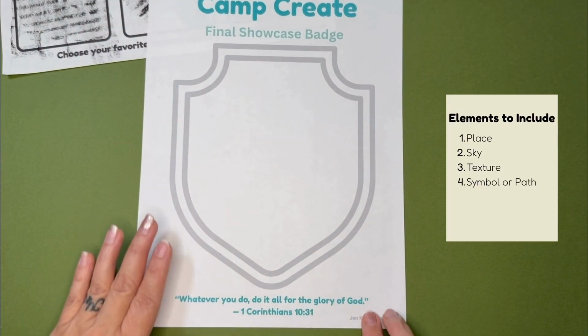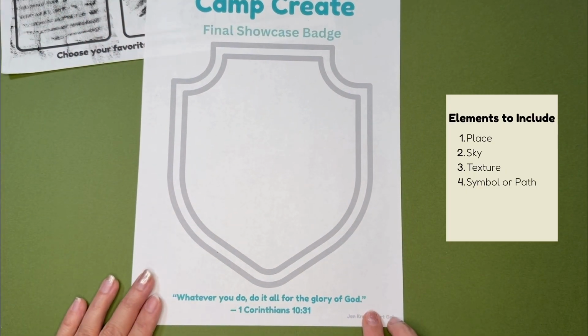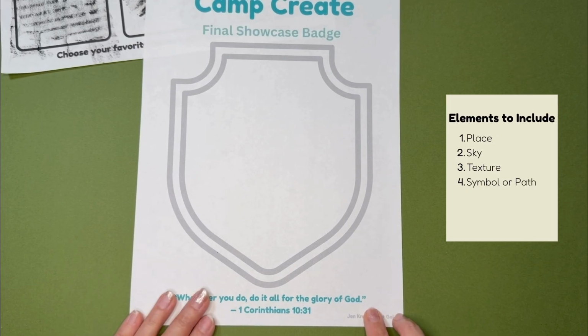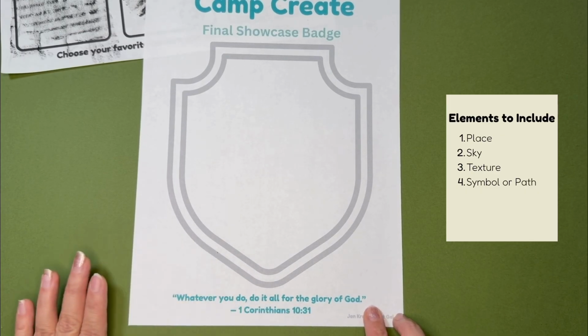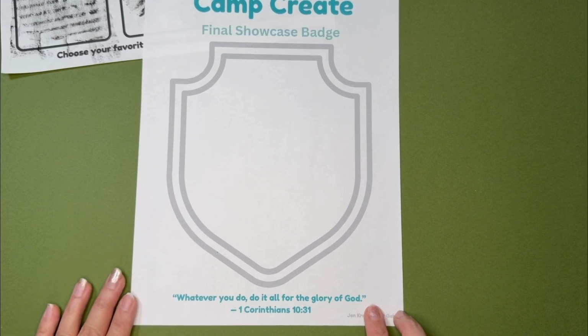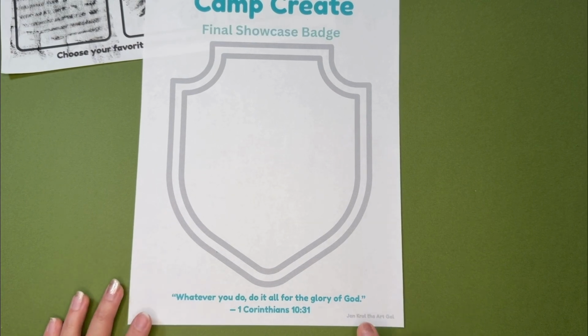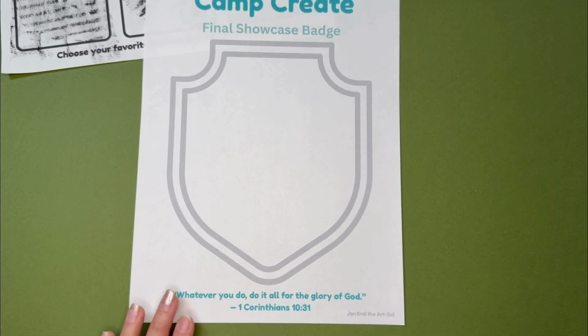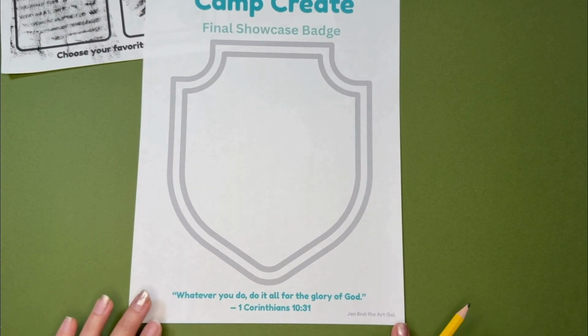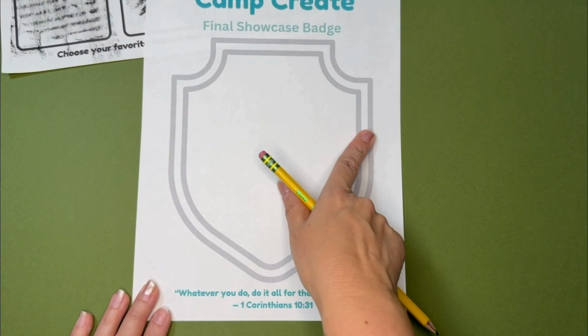And fourth is some kind of symbol or a path, like a river or a trail, a special destination, maybe a compass would be a great thing to include. So use your imagination and try to keep those 4 factors in mind. So I'm going to start by adding a mountain. And by adding my mountain, it'll immediately create the skyline for me.